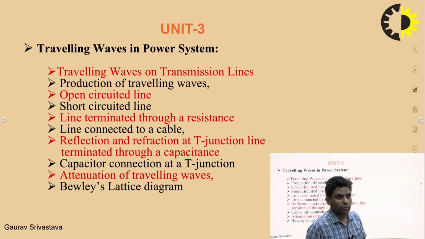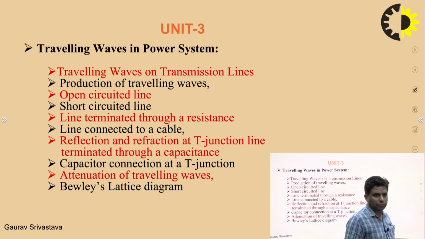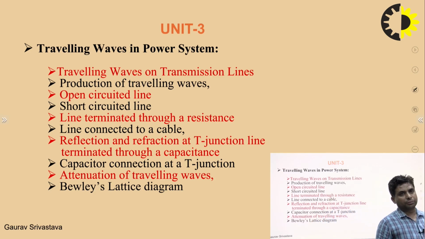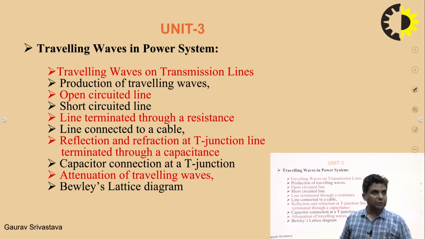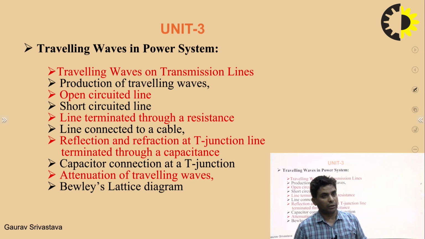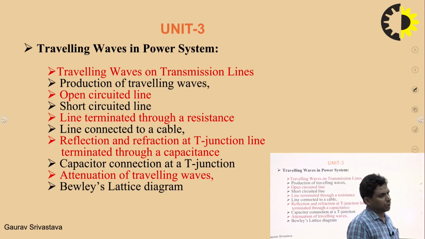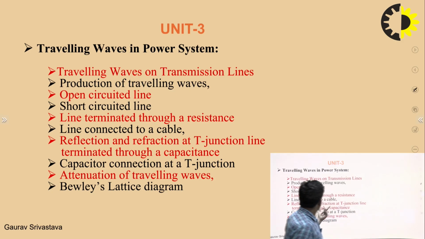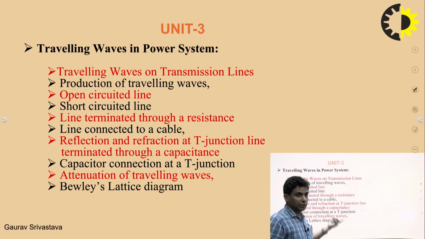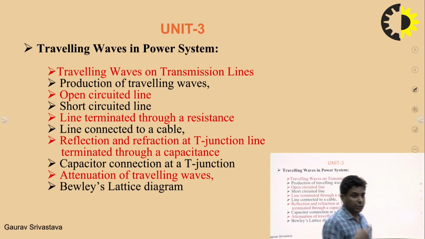Then we go to the 3rd unit in Power System 2. That unit belongs to the traveling waves which are generated on the transmission lines. There is the production of traveling waves and their end point behavior, like an open circuited line or a short circuited line, and then line termination. Line termination depends on where the end point is.